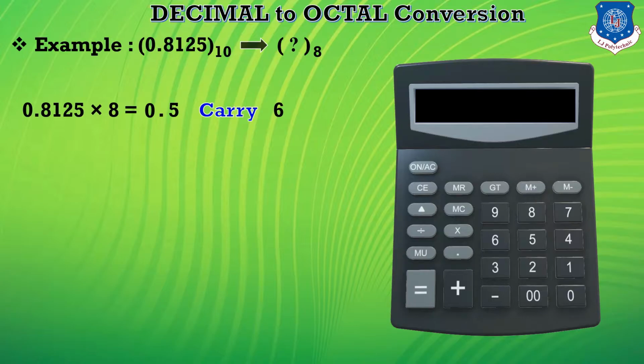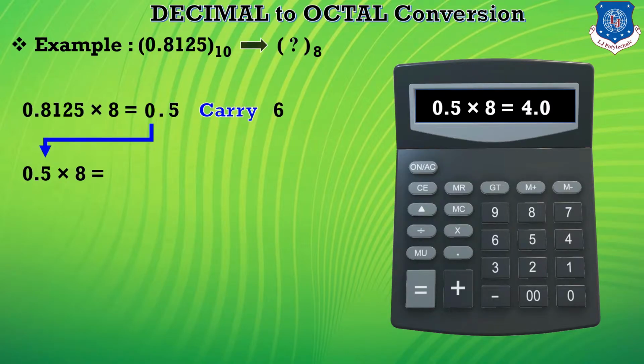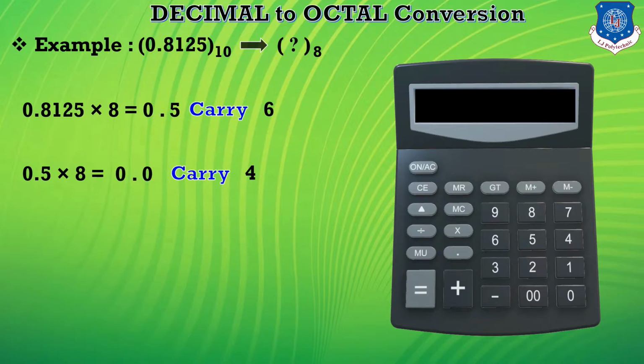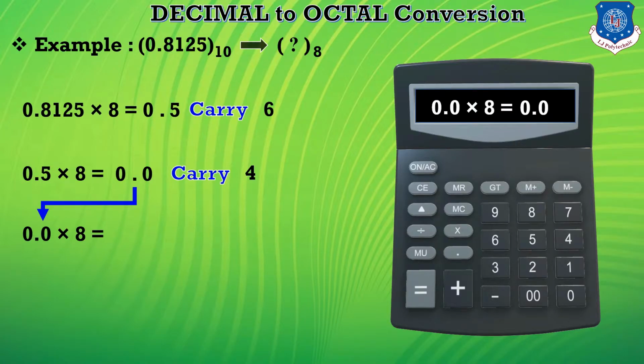Now for the next step, we multiply this 0.5 with 8. Then we will get the answer 4.0. Now amongst this 4.0, we consider 4 as a carry. So the remaining term becomes 0.0. Now in the next step, 0.0 is multiplied with 8, and we know that if we multiply anything with 0, then we will get the answer 0. So amongst this 0.0 answer, 0 is considered as a carry.